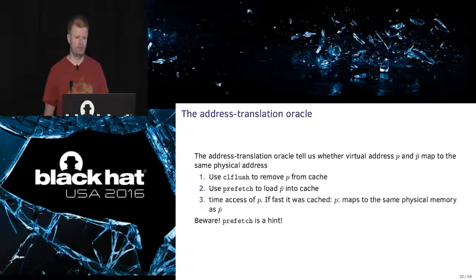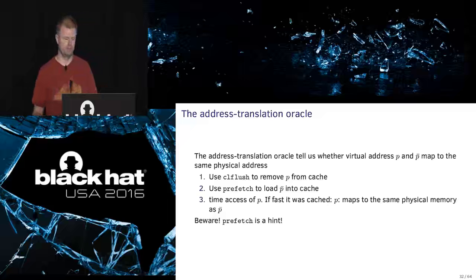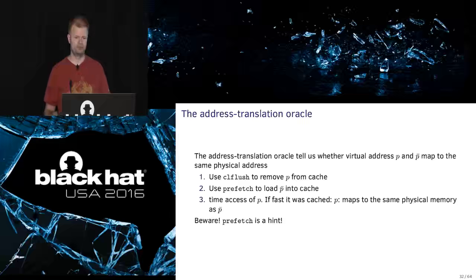And then we time the access of accessing P. If accessing P is fast, we know that P maps to the same physical memory as P bar. One should be aware here, the prefetch instruction is a hint. That means that the reverse is not true. If it was slow, it does not mean that they do not map to the same physical memory as P bar. So just be aware that this can occur.